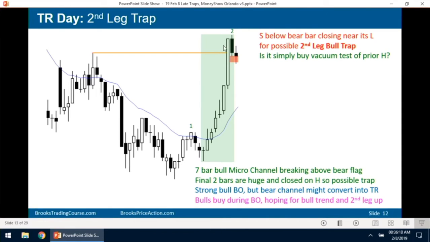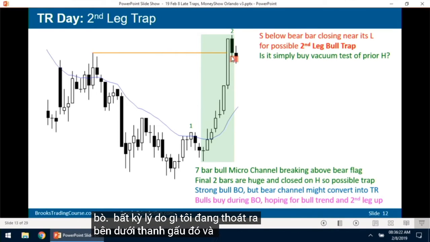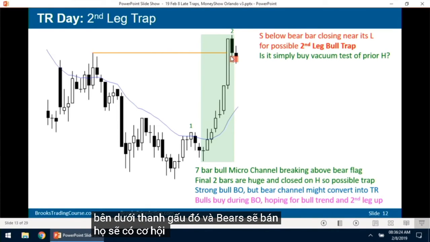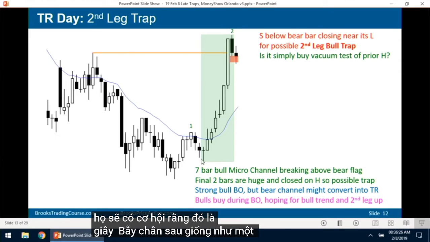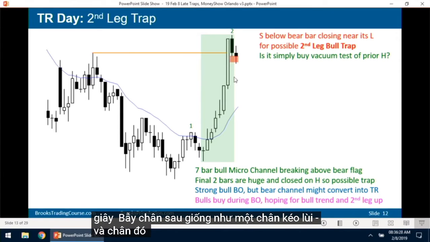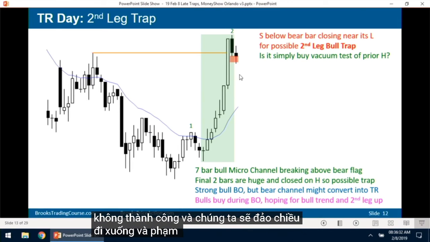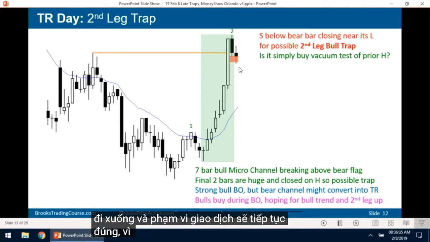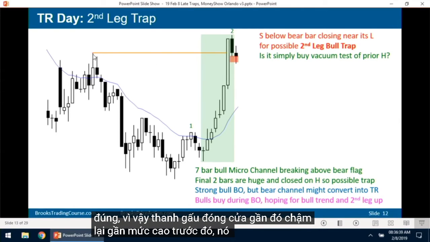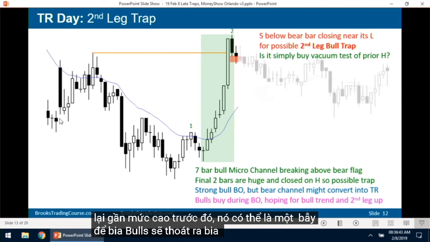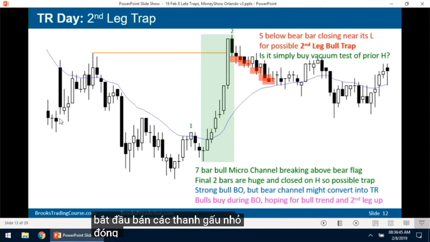Leg 1, pullback, leg 2. And if I'm long for any reason, I'm getting out below that bear bar. And bears will sell. They'll take a chance that it's a second leg trap, leg 1, pullback, leg 2, and that leg 2, the breakout, is going to fail, and that we're going to reverse down, and the trading range will continue, right? So a bear bar closing near its low, near a prior high, it could be a trap. So bulls will get out, bears will start to sell below bear bars closing near their lows.